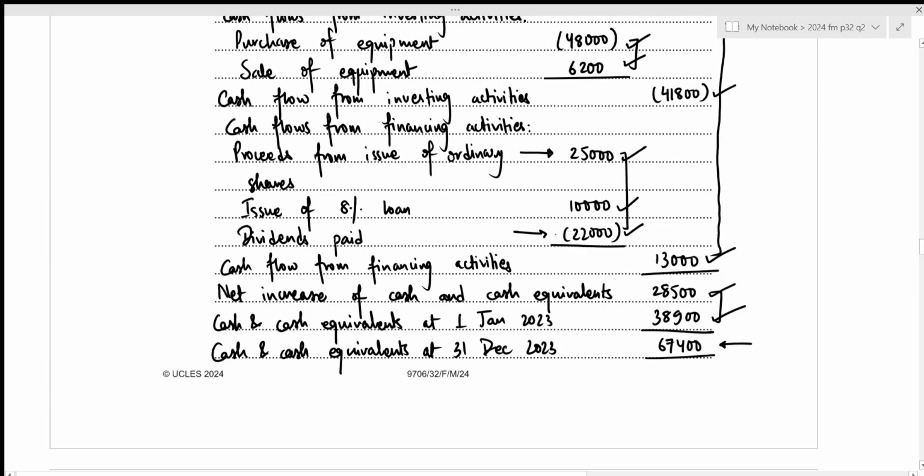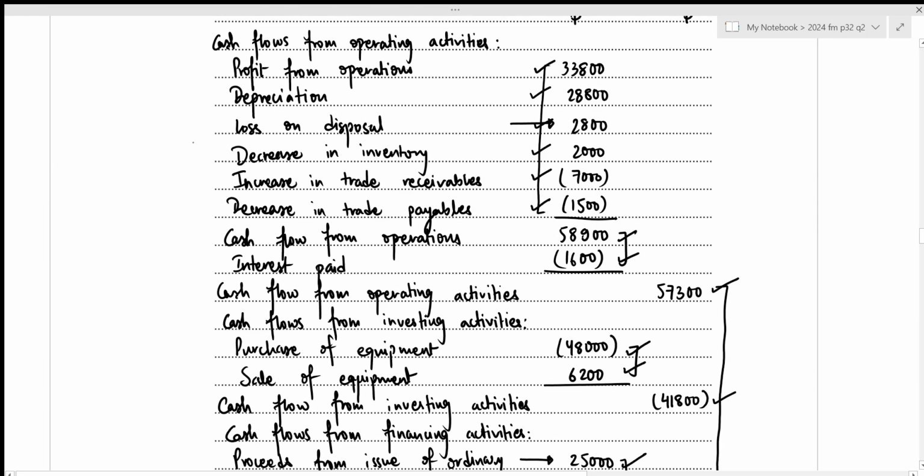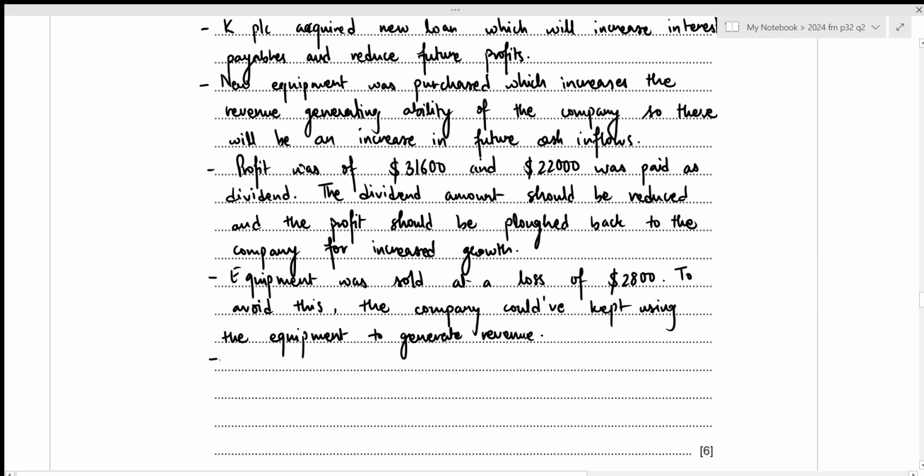Then let's take a look above. We can see that there was a decrease in inventory. It means that the company is now able to sell inventory faster. That's a good thing. Let's write it down. Decrease in inventory means that the company is able to sell quickly.